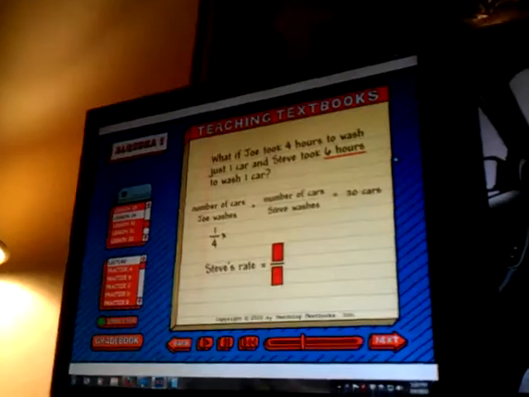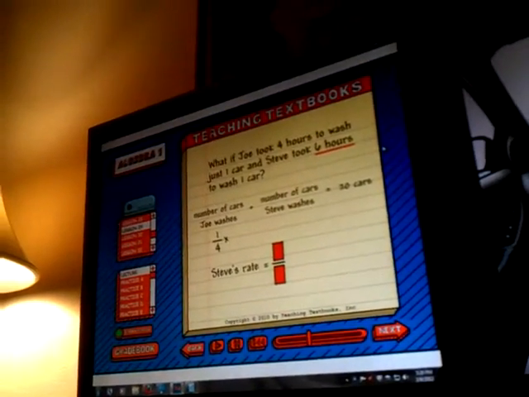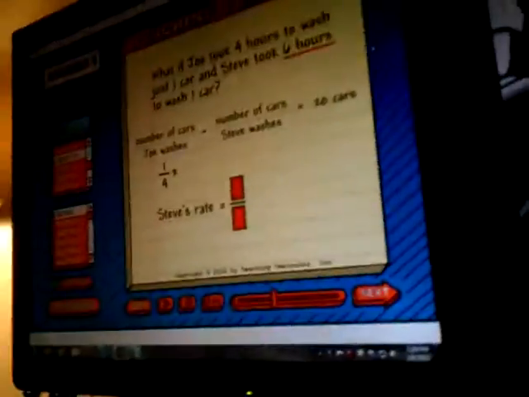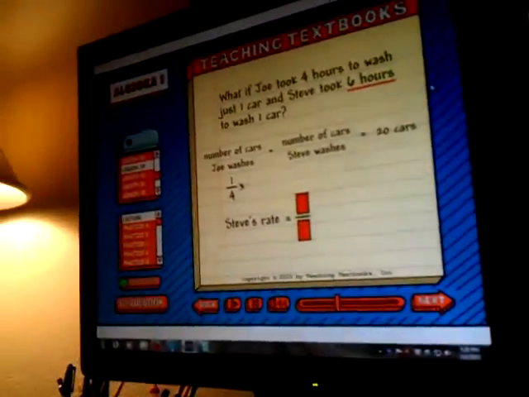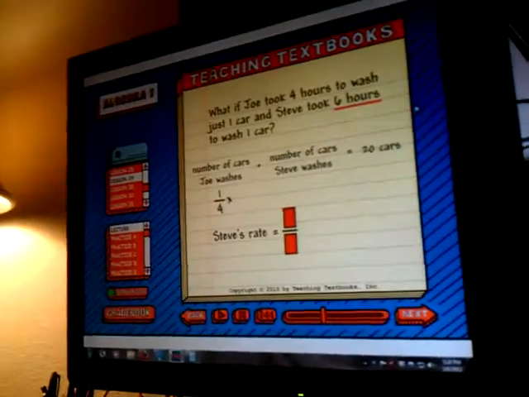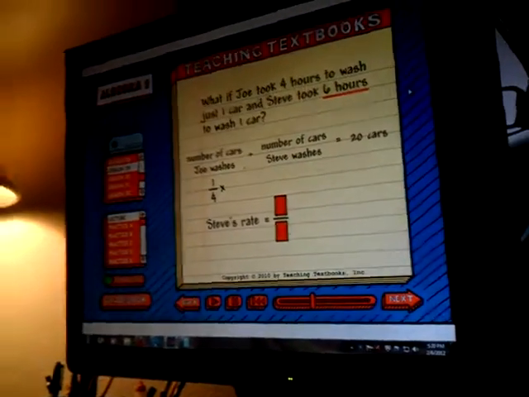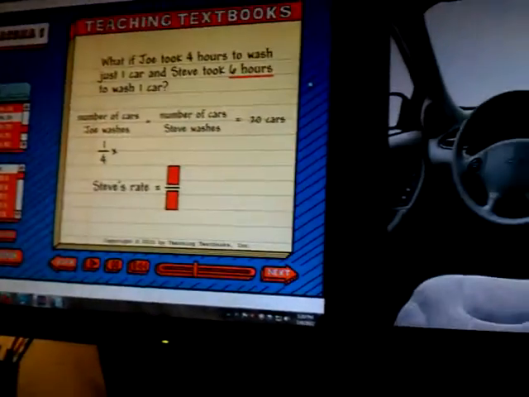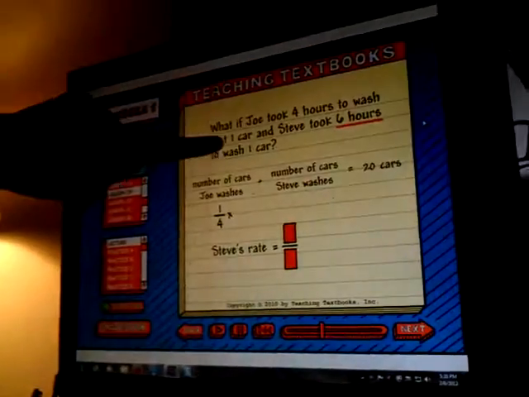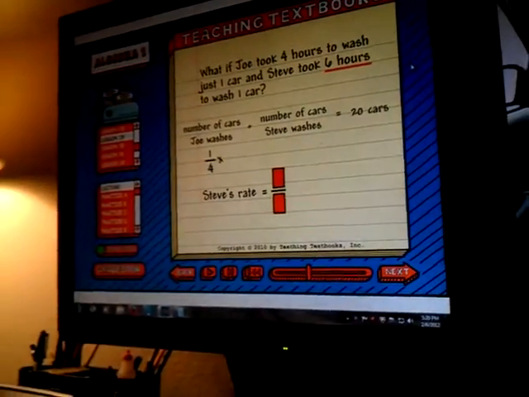Sixth, fourth, maybe? Cool. Here it's saying that it takes him 4 hours to wash one car, and it takes Steve 6 hours. So theoretically, if you wash one car, it takes you 4 hours. It wants to know how much you're going to wash in 1 hour. You're dividing 4 hours by 4 to get 1 hour. So this is what it's doing here: you wash one car divided by 4, which is 1/4.